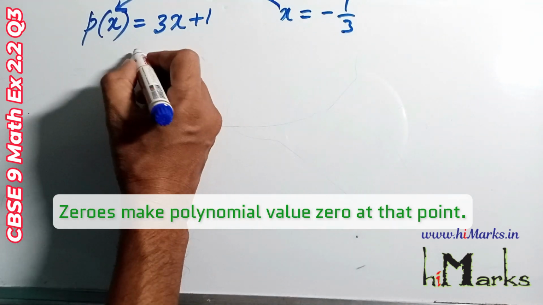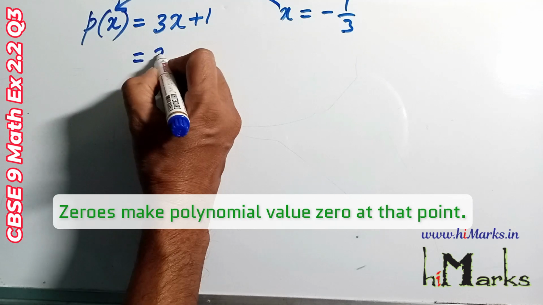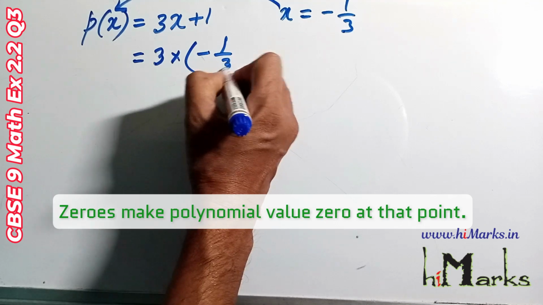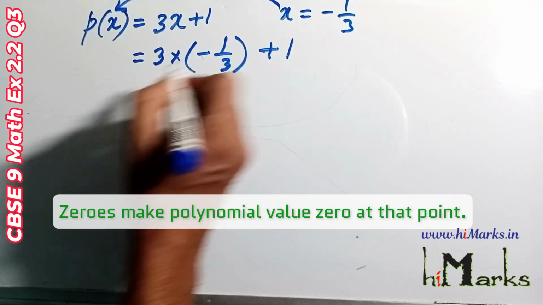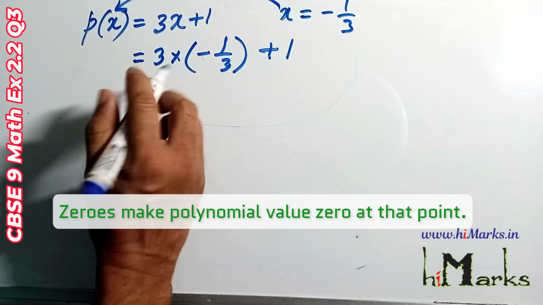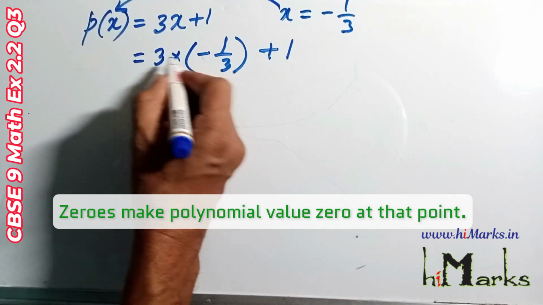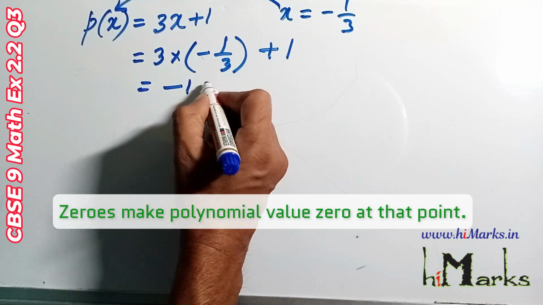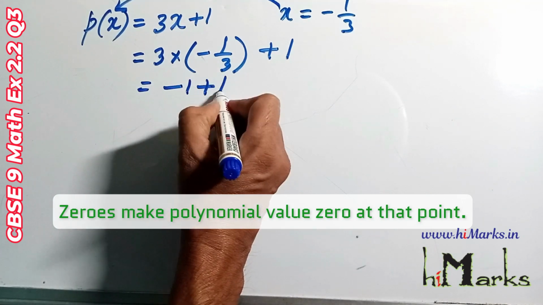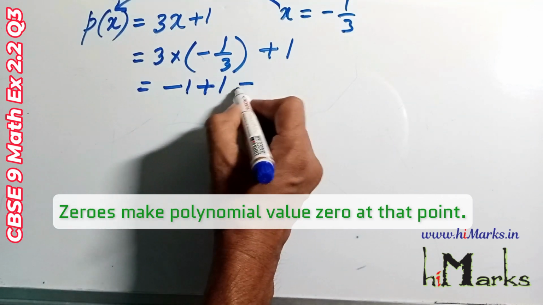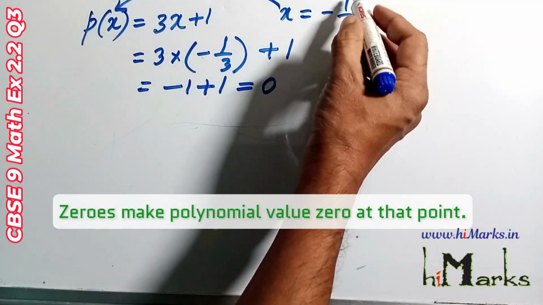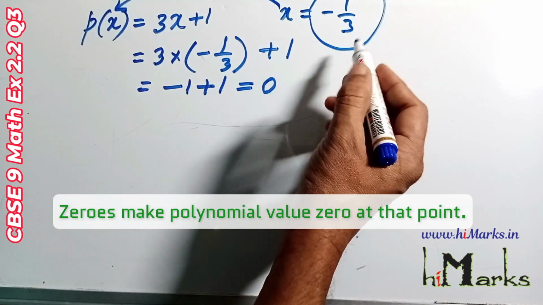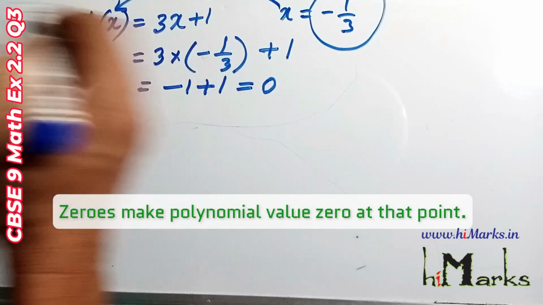So here let us put this value, 3 into x, in place of x, plus 1. Now numerator and denominator get cancelled, 3 by 3 is 1, so this became minus 1 plus 1, so it makes the value zero. So that means this x equal to minus 1 by 3 is a zero of the polynomial.